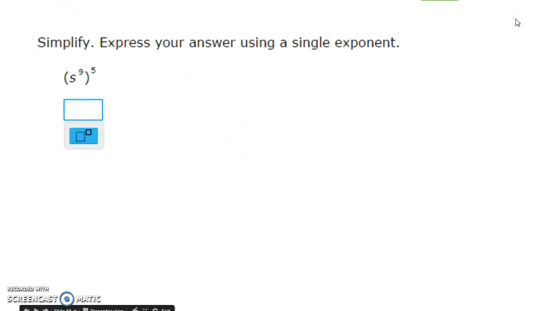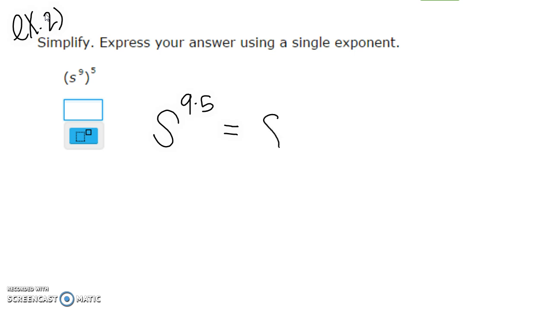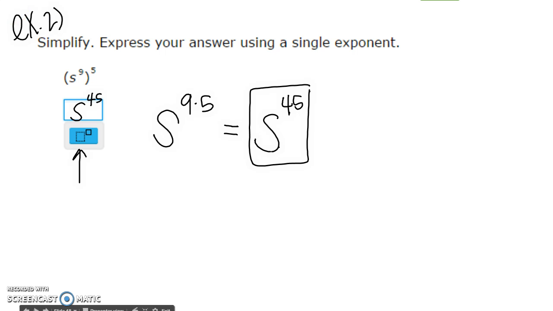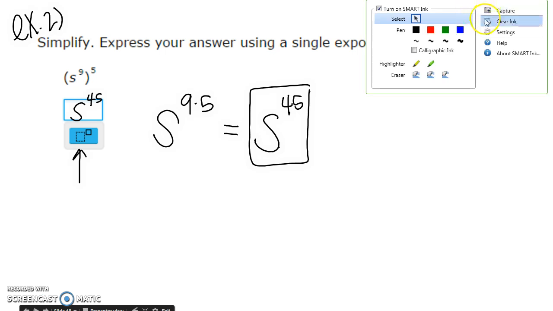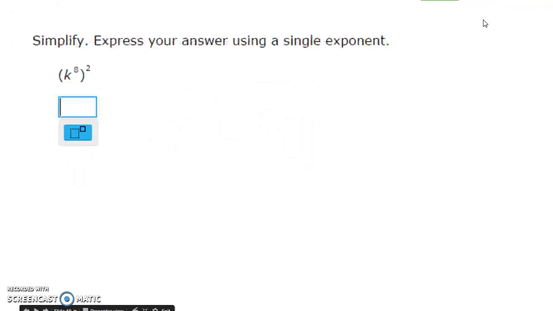All right, example 2. I have S to the 9th power raised to the 5th power. What do I do with those exponents? I'm going to multiply them. So S to the 9 times 5. What is 9 times 5? 45. So in IXL, I would type S, then I would click this button, type 45, press enter. Again, what is this called? This is called power to a power.